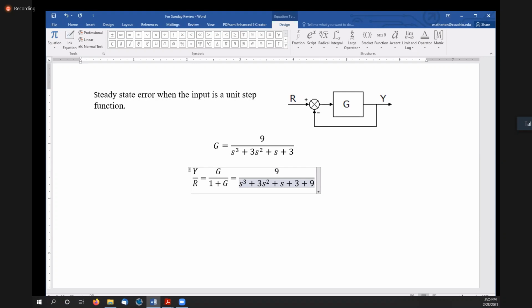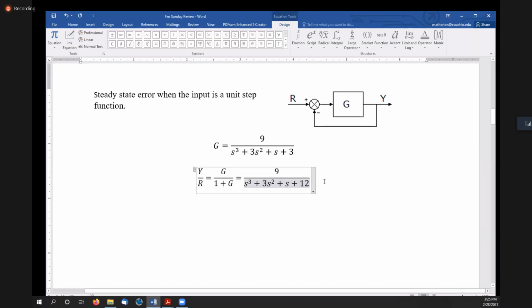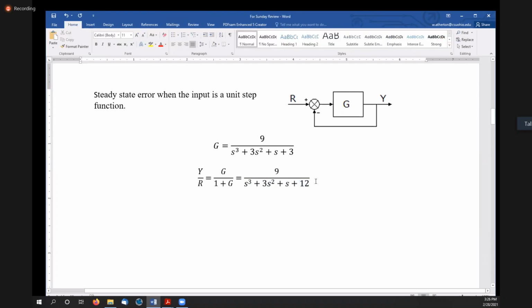A shortcut way of looking at closing the loop here is to put the numerator of the feed-forward transfer function in the numerator, and the denominator includes the numerator of the feed-forward and the denominator. So this is going to be what? This will be 12 down here. You might want to check that out. So this is the closed loop transfer function.